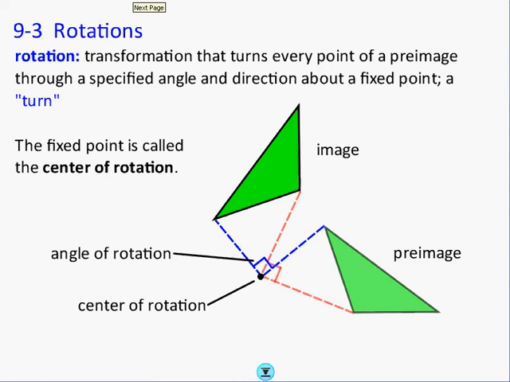All right, finally, rotations. A rotation is a turn. The important thing here is that you always have an angle of rotation and a center of rotation. For our purposes, we're going to most often use the origin in the coordinate plane.